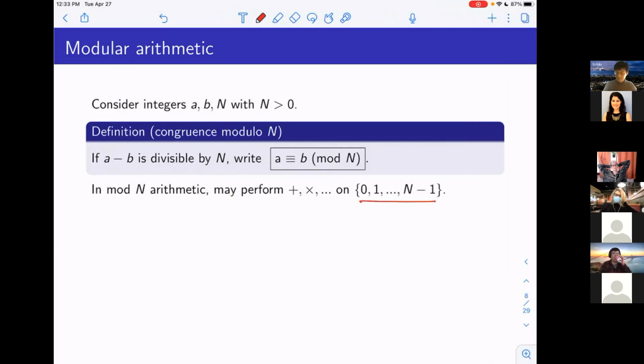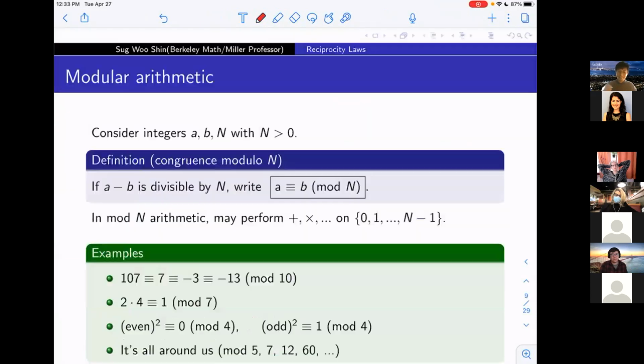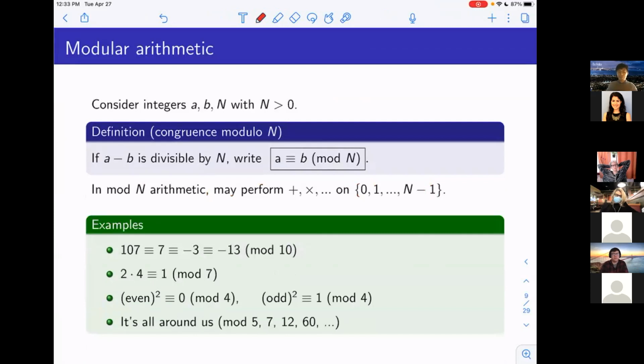So here are some examples. If you think of numbers modulo 10, that means you only care about the very last digit. So 107 is just congruent to 7, but you can go to negative numbers. So 7 is congruent to -3 or -13, right? And you can do the multiplication. 2 times 4 is 8, but 8 is congruent to 1 if you consider modulo 7.